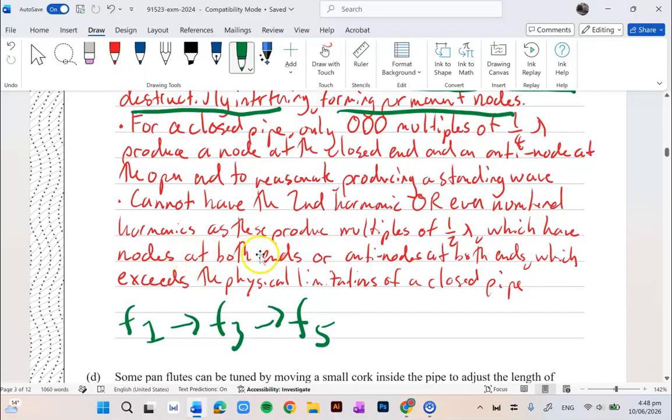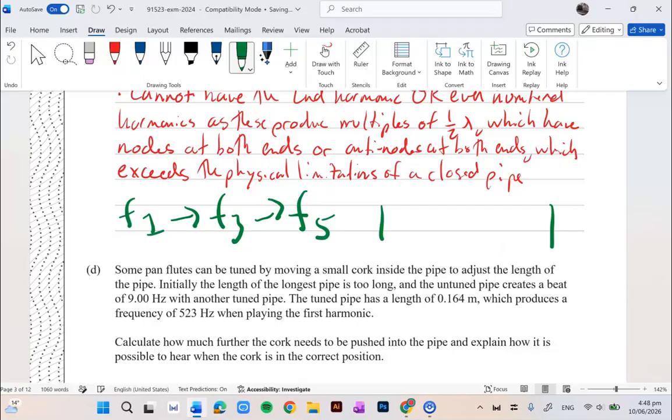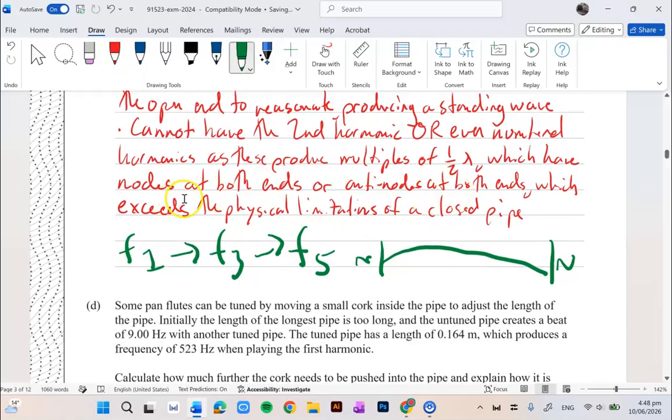which have nodes at both ends or antinodes at both ends, because if you have a half wavelength, it will look like this, which has a node here and a node here, which does not work in a closed pipe. It exceeds the physical limitations of a closed pipe because you must have a node at one end and an antinode at the other end.